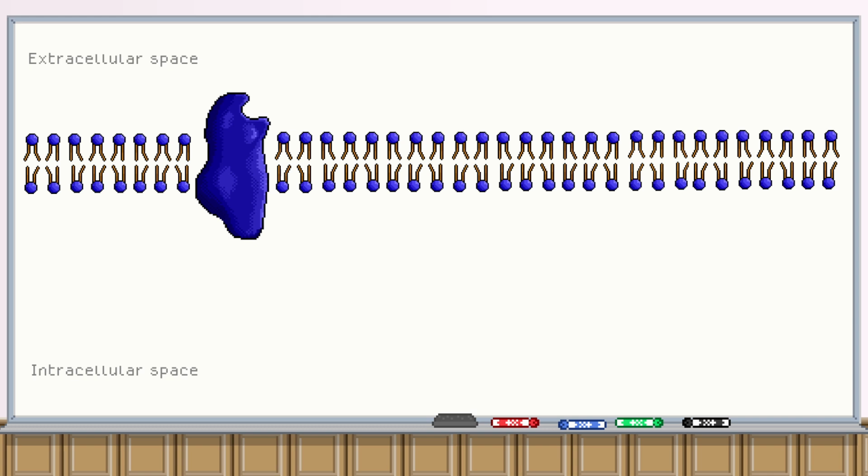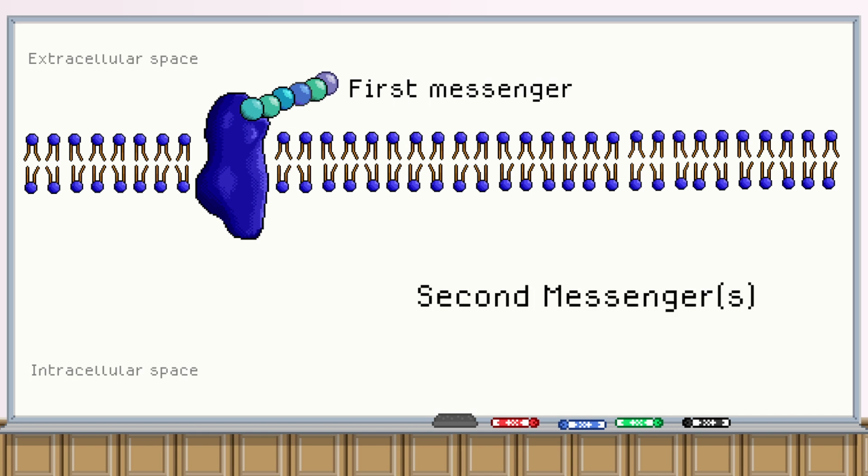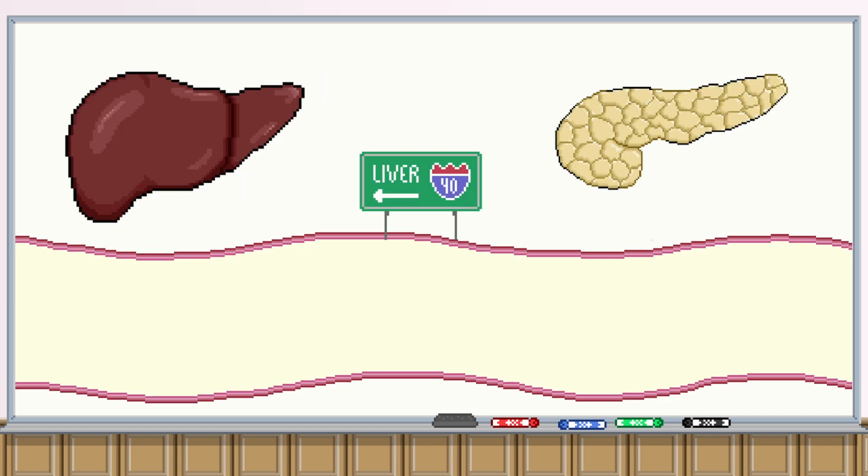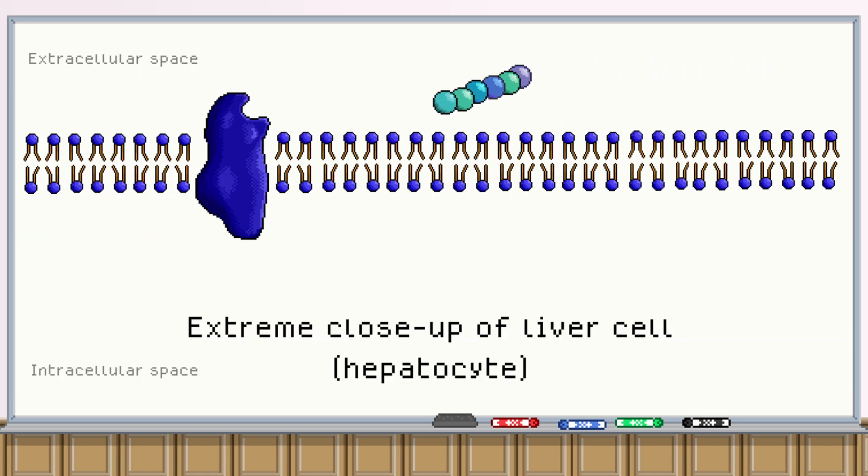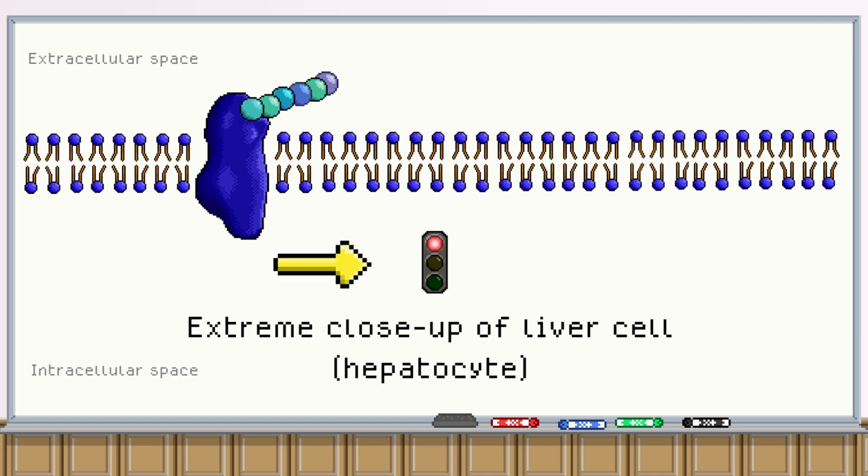So the first thing to understand right away is that a hormone is what's known as the first messenger, and down the pathway we'll encounter our second messenger or messengers. Let's say, for instance, we skipped lunch today and we need to raise our blood sugar. To hold us over while we wait for food, the pancreas secretes the peptide hormone glucagon into the bloodstream. The glucagon circulates to the liver where it can bind to our liver cells, or our hepatocytes, and tell them to break down glycogen into glucose.